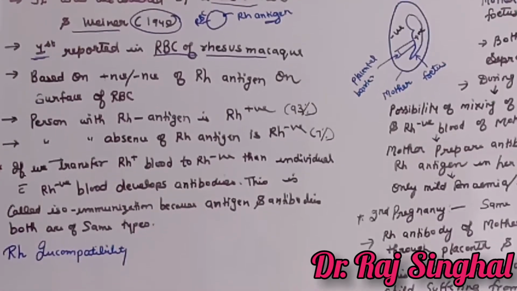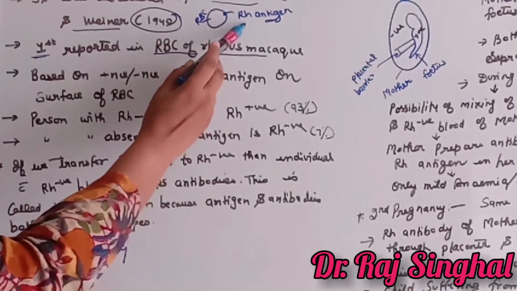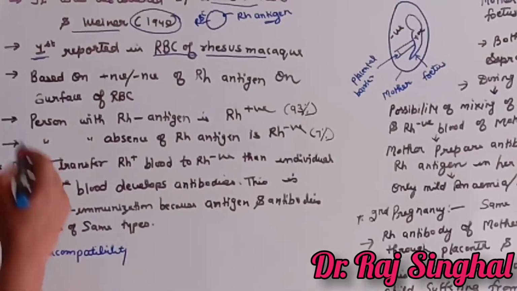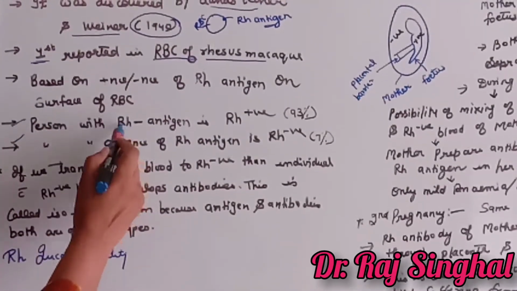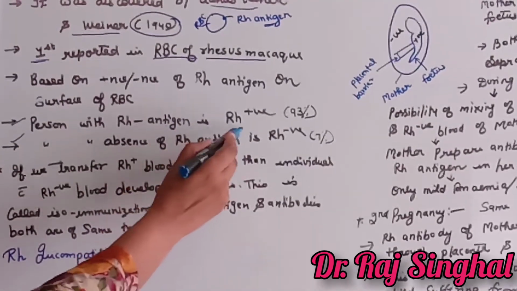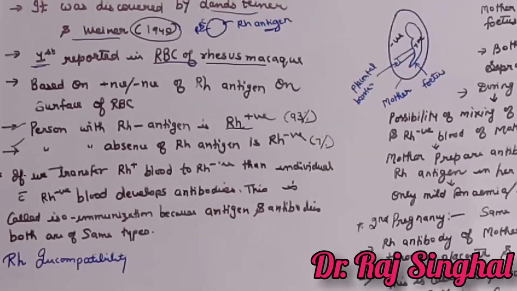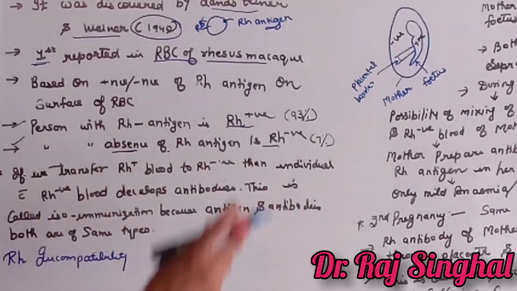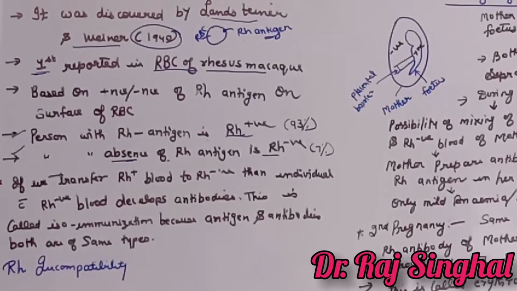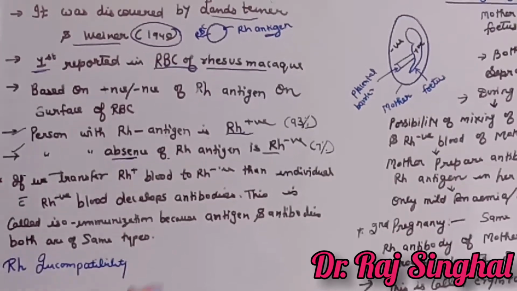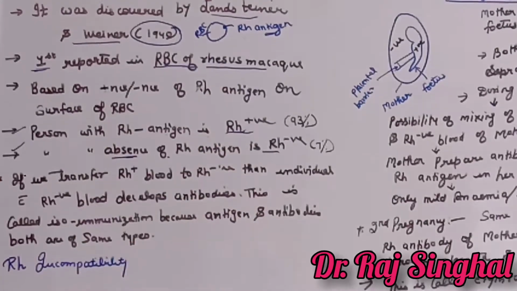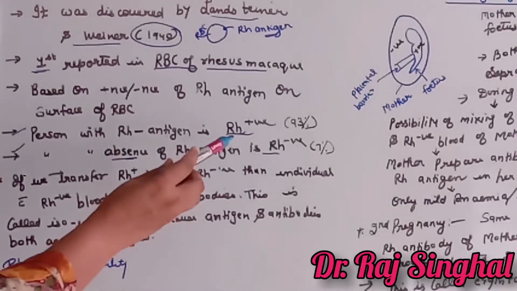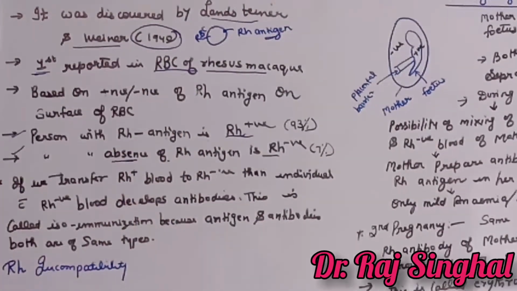Based on the presence of the RH antigen, absent or present, all the organisms can be classified in two categories. If the RH antigen is present, then they are known as RH positive, and if this antigen, the RH antigen, is absent, then the organism is known as RH negative. The maximum population of human beings contains the RH positive factor, that is, the RH antigen is present. This antigen is present on the RBC of human beings.